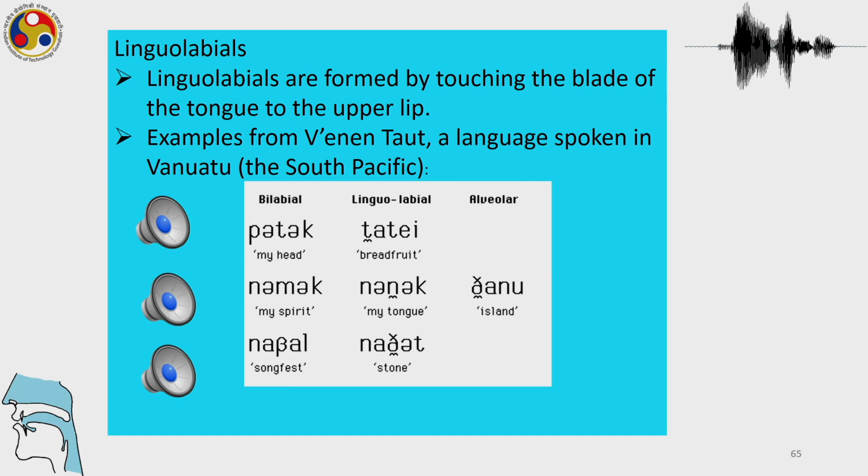Lingolabial was a sound that we talked about in the beginning of this lecture. Going now to the front part of our articulation system, let us review a few of the sounds there. Lingolabials are formed by touching the blade of the tongue to the upper lip. Now that we have seen epiglottals, pharyngeals, uvulars and velars, which are the back sounds, let us look at lingolabials. These are the three bilabial lingolabials in Venin thought.